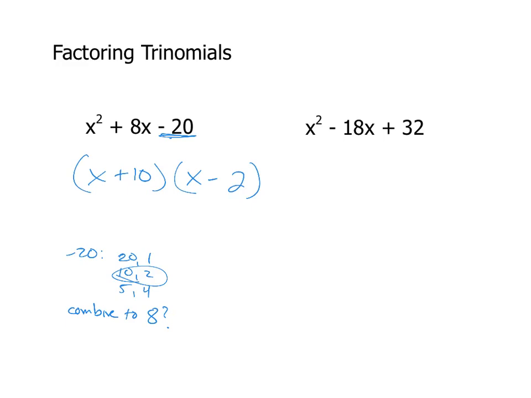So take a look at the next one. Can you find numbers that multiply to 32 and combine to give you a negative 18?